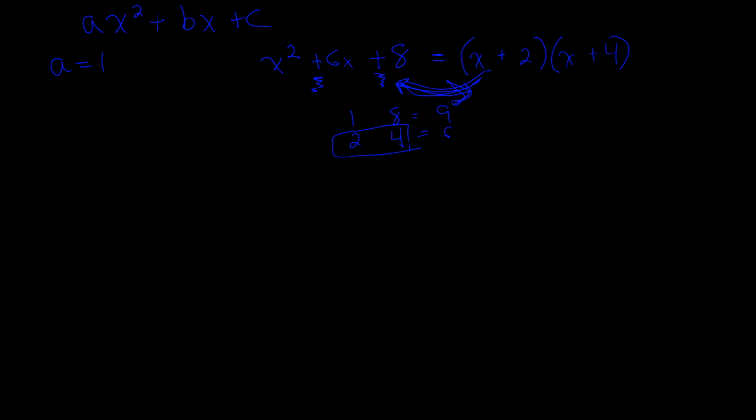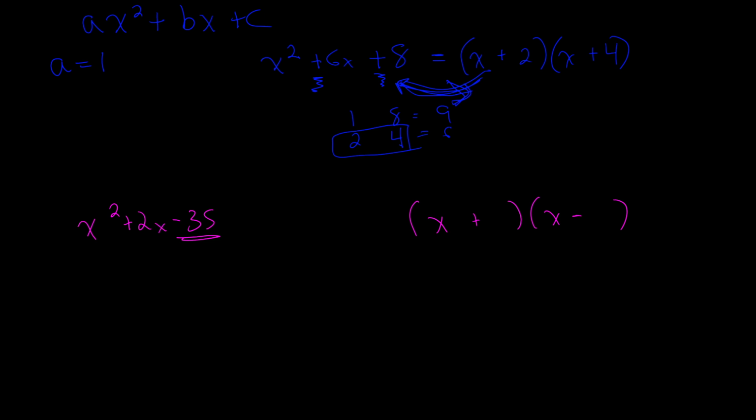All right, let's do another one where our sign's going to change on us. So I'm going to do x squared plus 2x minus 35. Now, 35 is negative, so I know my signs are going to be different. And the middle term is positive, so I need the factors of 35 to add up to 2.